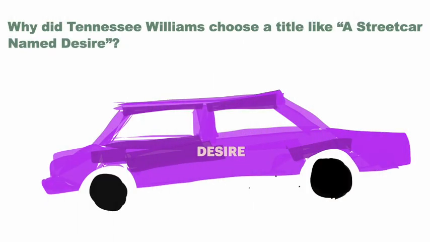The next question is, why did Tennessee Williams choose a title like A Streetcar Named Desire? Because most of his plays have these very interesting lines and titles. What's the secret behind them? For this play, Tennessee Williams chose the title A Streetcar Named Desire because it clearly shows both the real journey and the deeper meaning of the play.